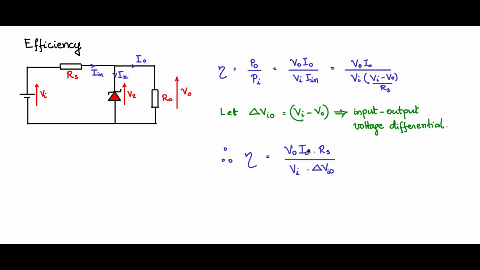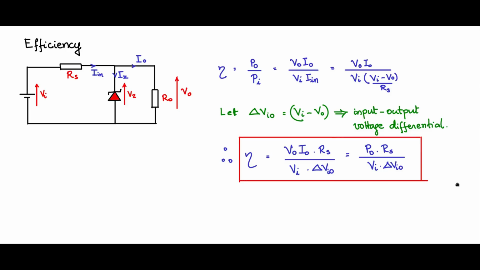V naught I naught is nothing but P naught, which can be obtained from the spec. Rs is calculated by design. Vi is given from the input spec. Delta VIO is also an input spec, and from here we can calculate the efficiency of the circuit. So the important thing to note here is the input output differential voltage. Higher it is, lower the efficiency.